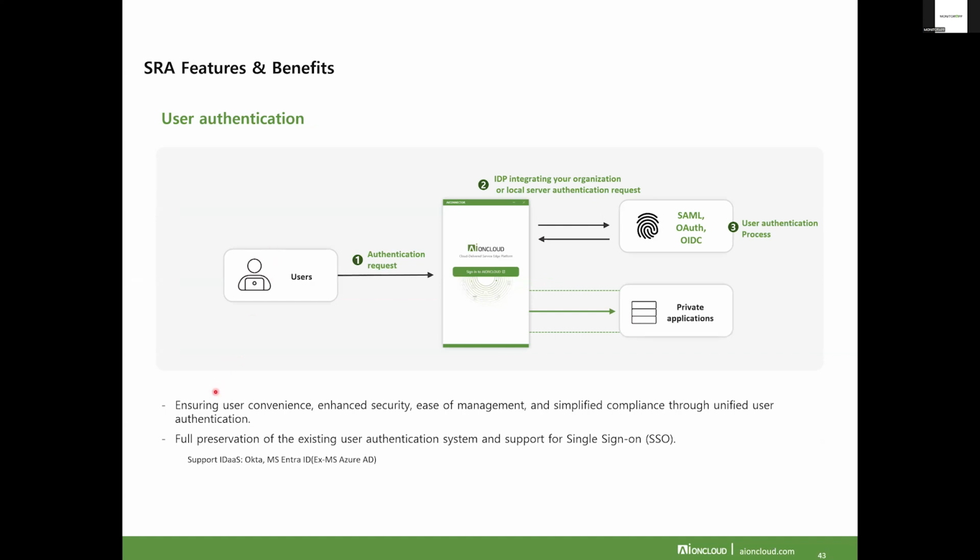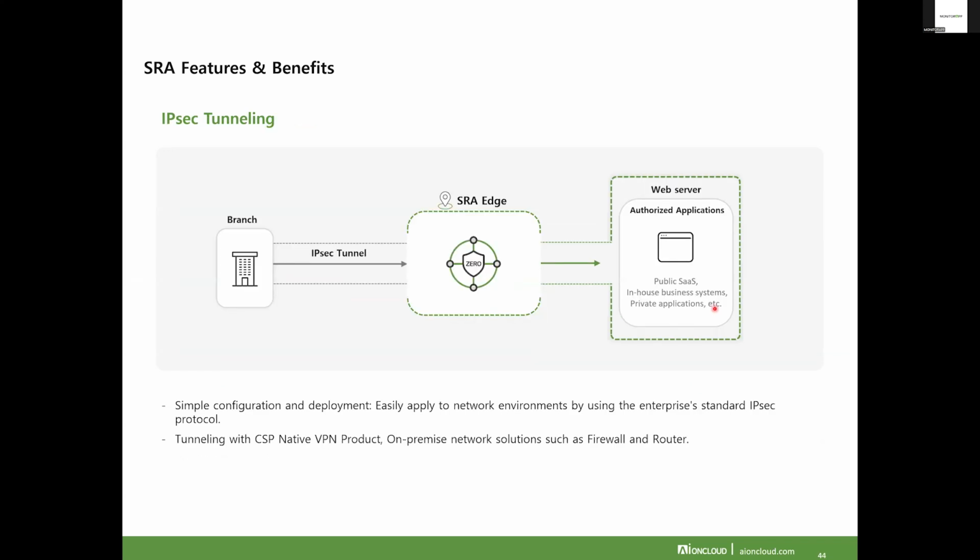This works with identity providers such as Okta or Azure, and also single sign-on. And we also have the option of forward proxying all information from an entire location through an IPsec tunnel to the SRA edge.